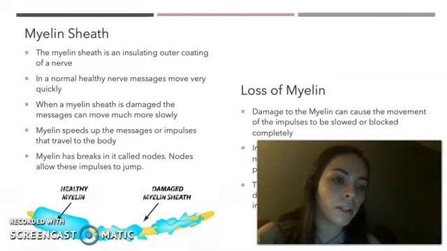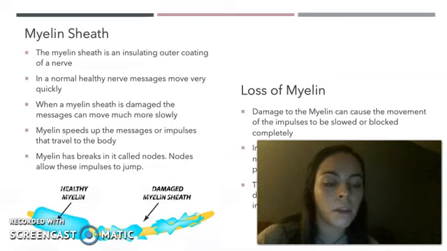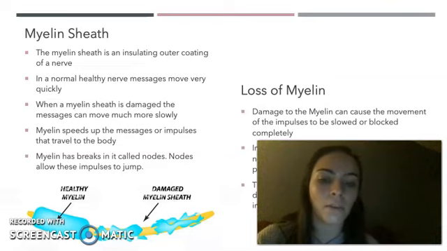Damage to the myelin can cause the movement of the impulses to be slowed or blocked completely. Impulses would have to travel down the whole nerve, taking much longer to get to its endpoint. This slowing and short-circuiting from the damage cause symptoms like sensory impairments. In the picture below, you can see the healthy myelin versus the damaged myelin.